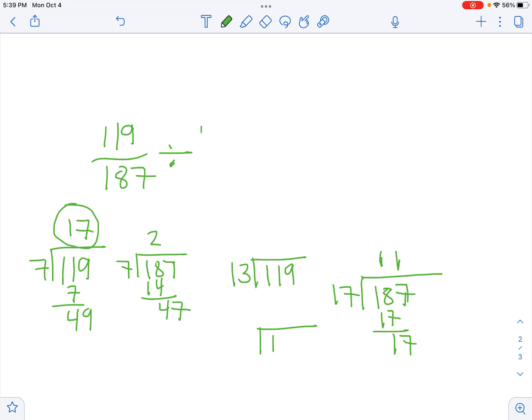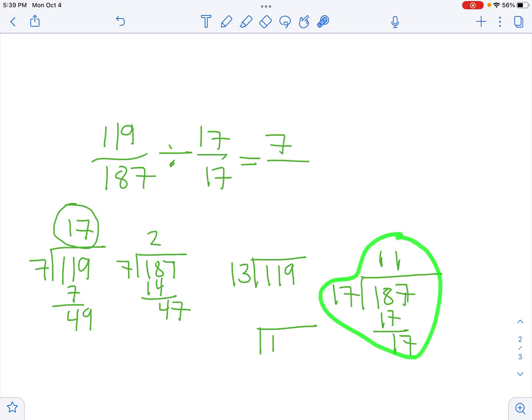So now we know that if we divide both the top and bottom by 17, we get 7 on top, because 119 divided by 7 is 17, so 119 divided by 17 has to be 7. And on the bottom, we get 11, because 187 divided by 17 is 11. So this was harder, but it's still doable. If your teacher lets you use a calculator, then you don't have to do the division by hand. You can do the division using a calculator, and that makes things faster.